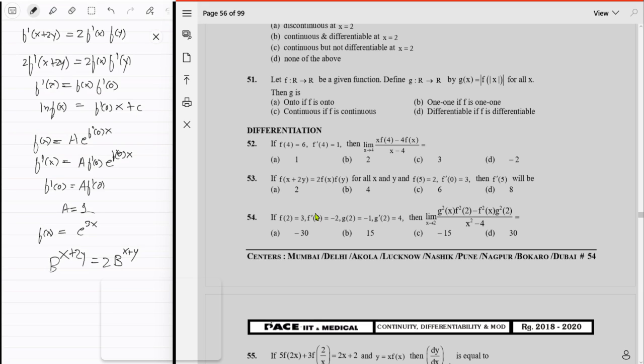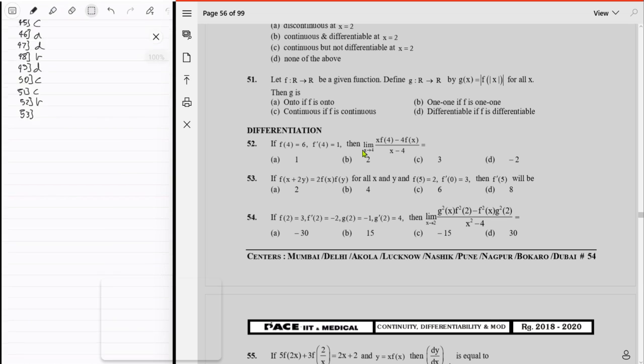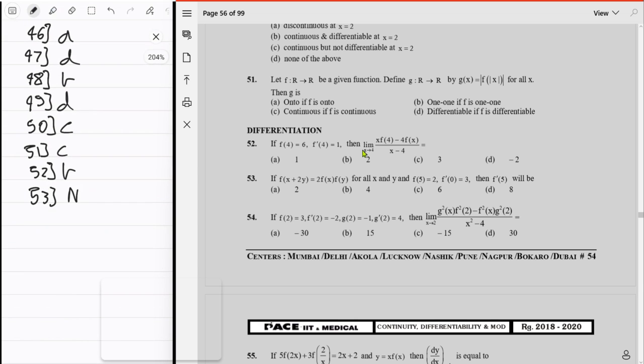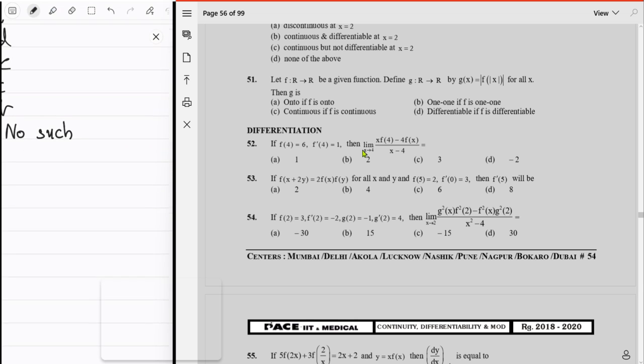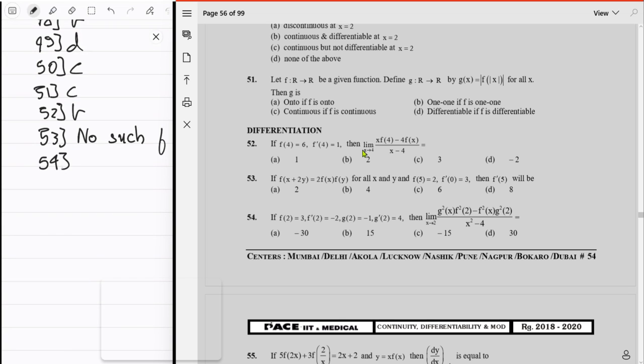I don't know. How is it that there's no function that actually satisfies this? But that's what we are getting. There's no differentiable function that satisfies this thing, right? Oh, so there's no such function. That's what we got. So we'll say no such f exists. Okay, 54. Or I could be going wrong somewhere. I don't know.